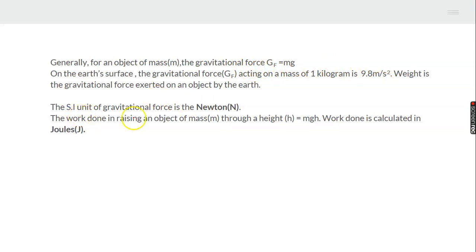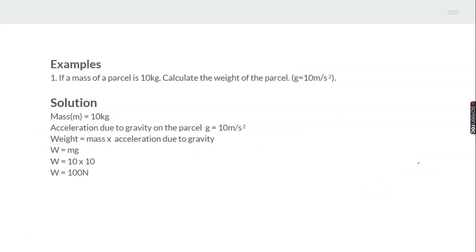The SI unit for calculating force is Newton, don't forget that. And the work done in raising an object of mass m through a height h equals mgh. Work done is calculated in joules, just like energy is calculated in joules.